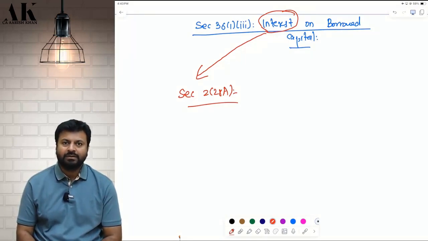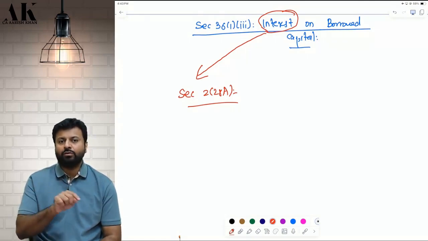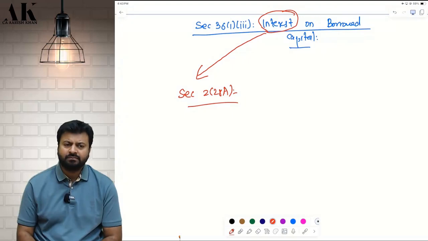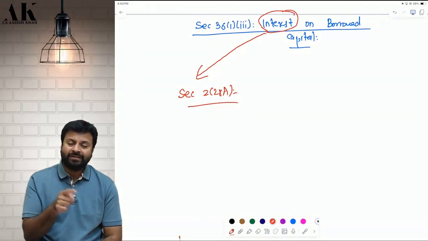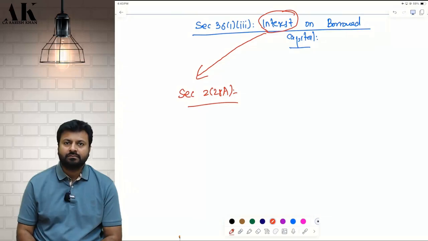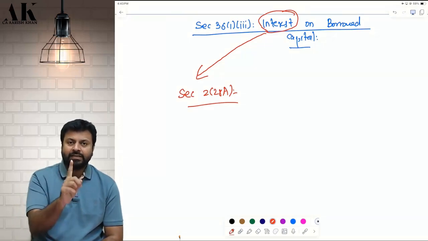Why? Because GST is a business liability. It's not a personal liability. GST does not come out of personal things. GST will only come if you do some or the other business activity. Either you manufacture, it is a business activity, or you sell, it is a business activity, or you provide service, it is a business activity. So if you take any loan for payment of GST, then it is allowed as deduction.